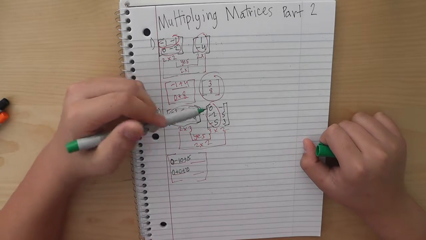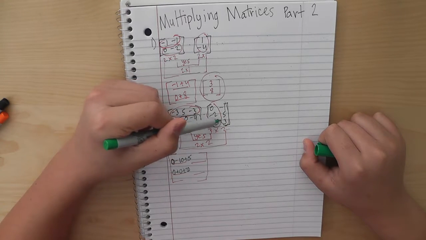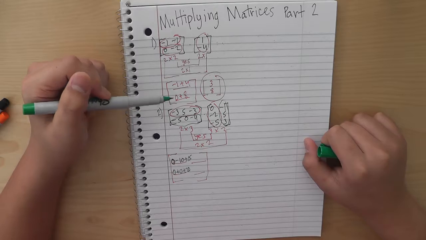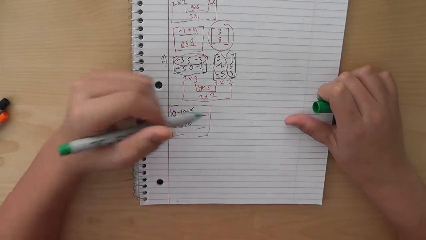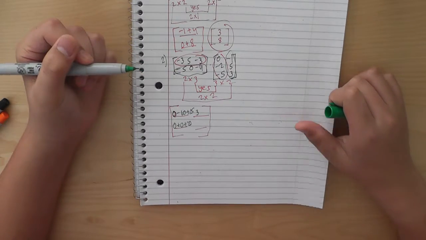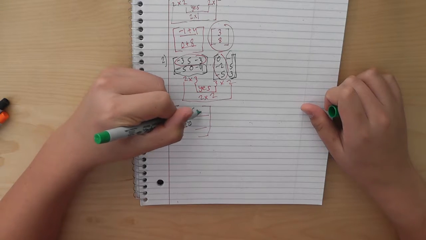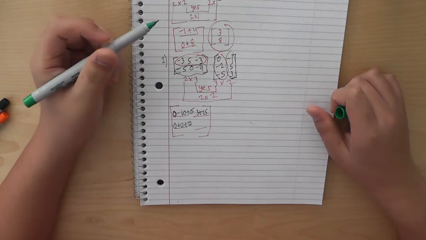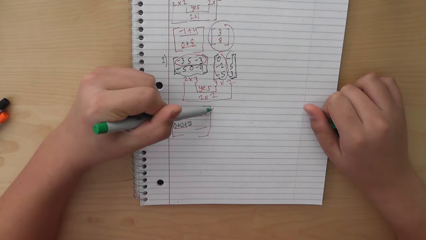Now let's do the first row by the second column. -3 times -1 is 3. 5 times 5 is 25. -3 times 3 is -9.